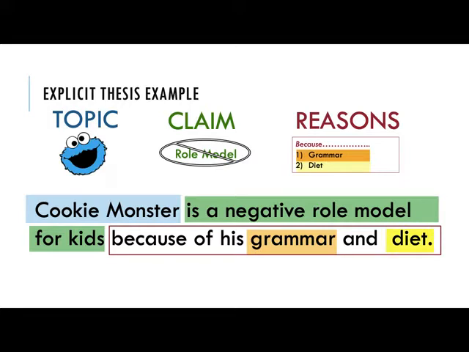In an explicit thesis like this, you could have more than two reasons. You could have three, which is often the norm in college papers, or you could have seven. It really depends on you and your paper.